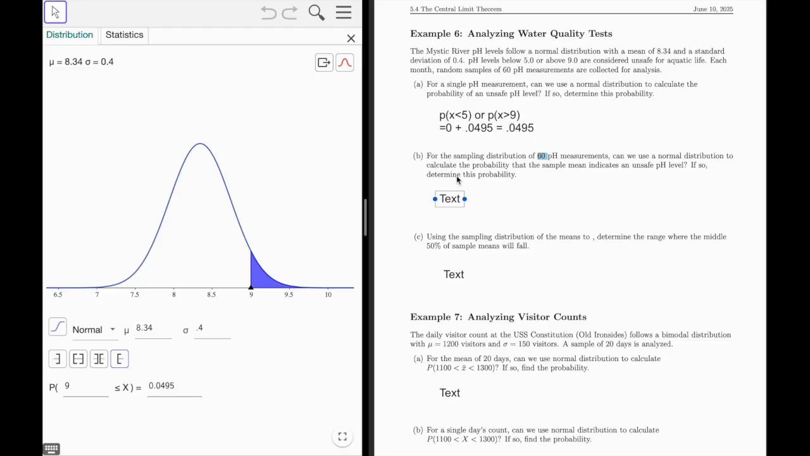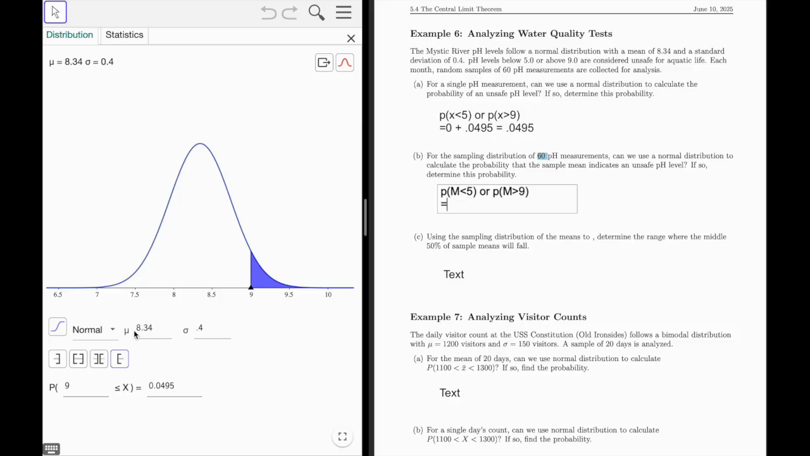So for the sampling distribution, we could use X bar for the average, but another way that you might see it is capital M for mean. So we might see that the mean, you can use M or X bar, the mean is less than 5, or the probability that the mean is greater than 9.